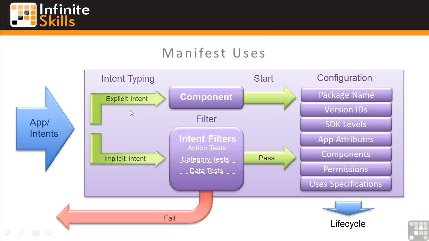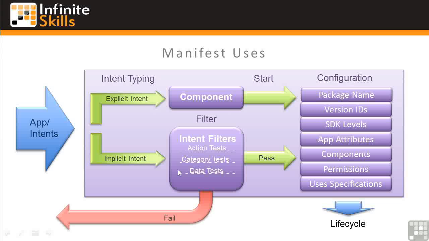Explicit intents identify specific components by name and are typically used to start other components within an application. Implicit intents provide a set of criteria for starting a component and are typically used to start components in other applications. That criteria includes information about actions, categories, and data.